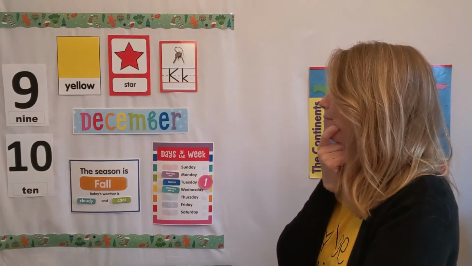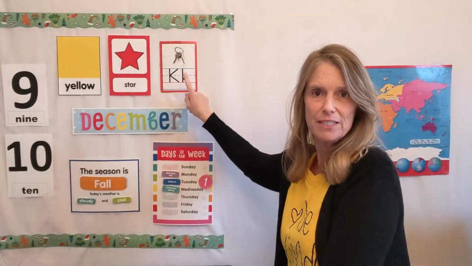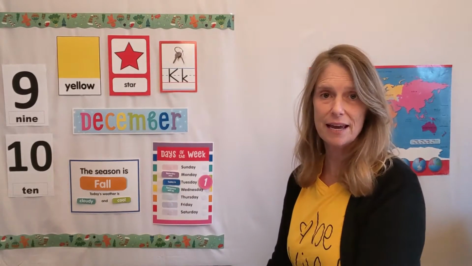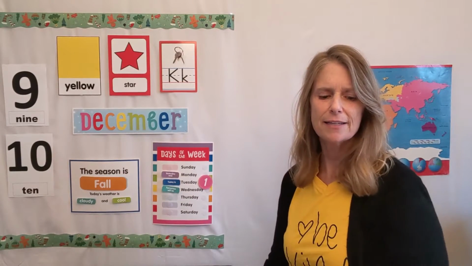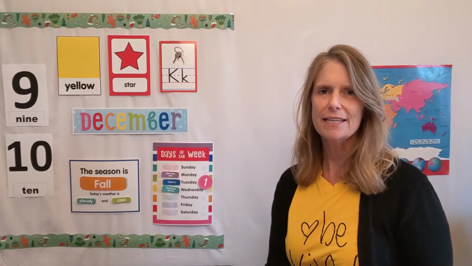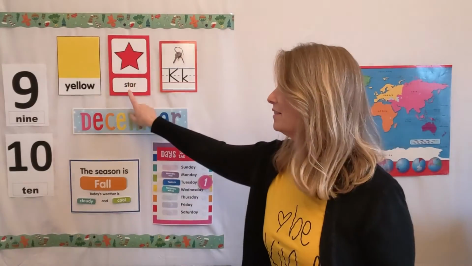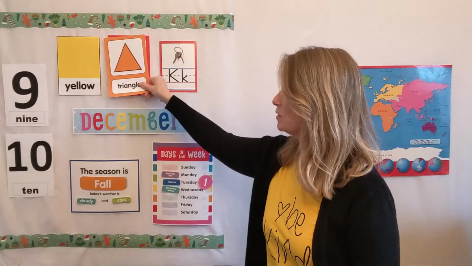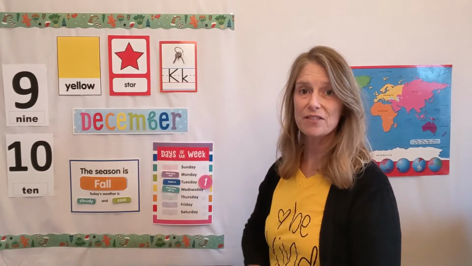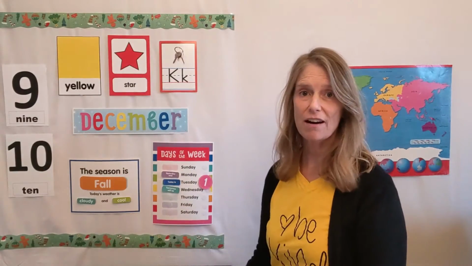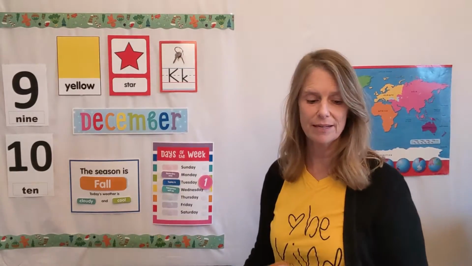Let's see. Well, wait a minute. This is the same. We talked about K yesterday, so that's the same. What's different? Let's see if you remember. Yesterday, there was not this shape. There was this one. We had a triangle. Now we have the shape that is called a star. We're going to talk a little bit about him more in a minute.